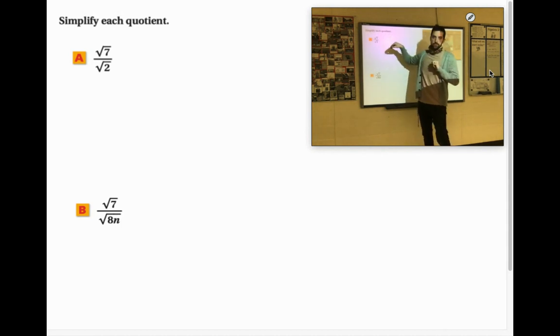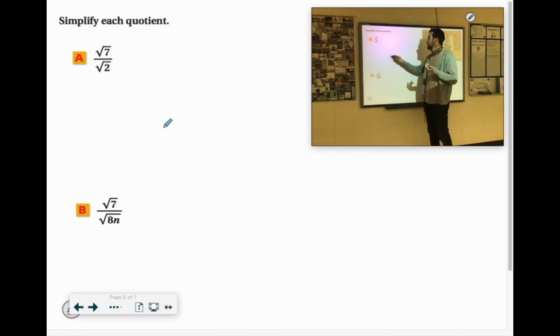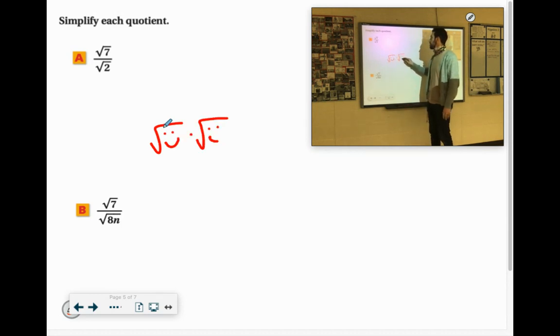So root 7 over root 2, you can't simplify anything with the 7 and the 2. So you're like, well, how do I get rid of that radical? You turn it into a perfect square. Now, if you can remember that trick with the 17s earlier, or like the square root of smiley face times the square root of smiley face equals smiley face, right? If you can remember that trick, that might make this a little bit easier.